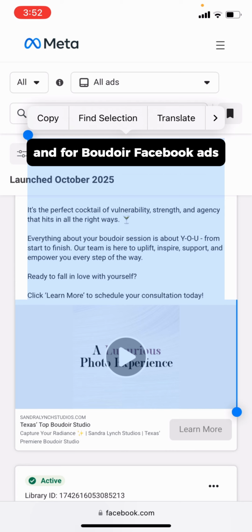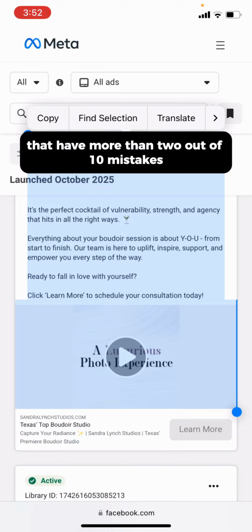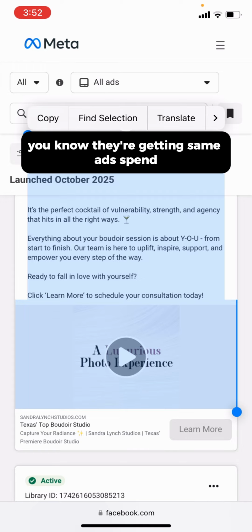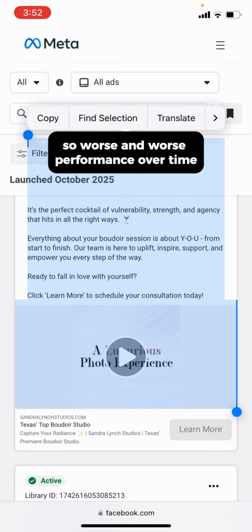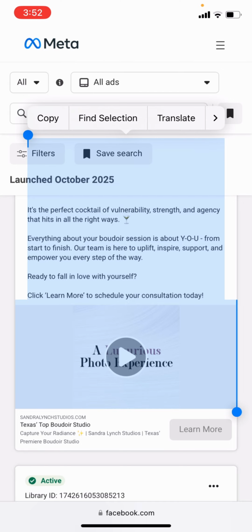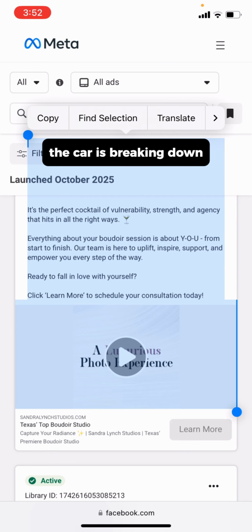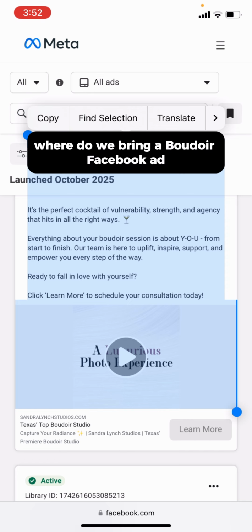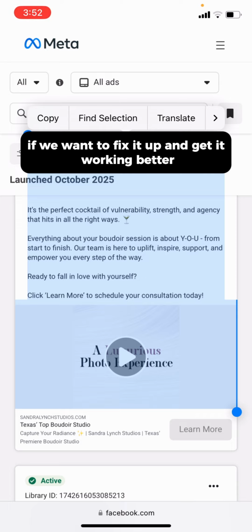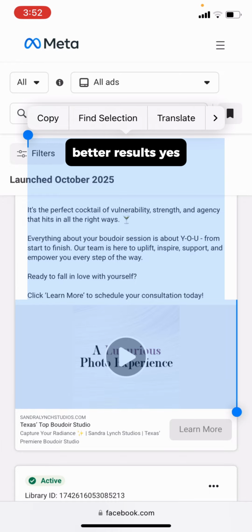And for boudoir Facebook ads that have more than 2 out of 10 mistakes, I always consider them breaking down. So I already know they're getting the same ad spend but worse and worse results over time. The ad is breaking down. And if a car has worse and worse performance over time, we say the car is breaking down. Where do we bring a car that's breaking down? We bring it to a car mechanic. Similarly, where do we bring a boudoir Facebook ad that is breaking down? If we want to fix it up and get better results, yes, we bring it to a boudoir Facebook ad mechanic.